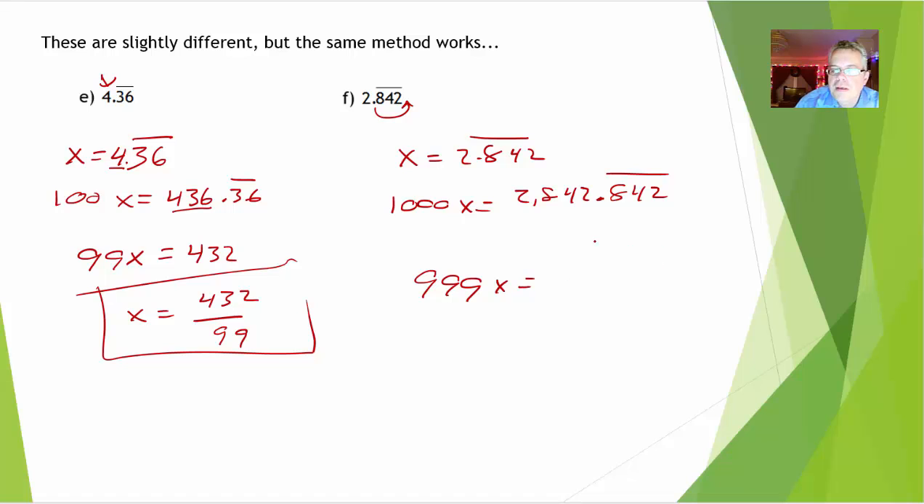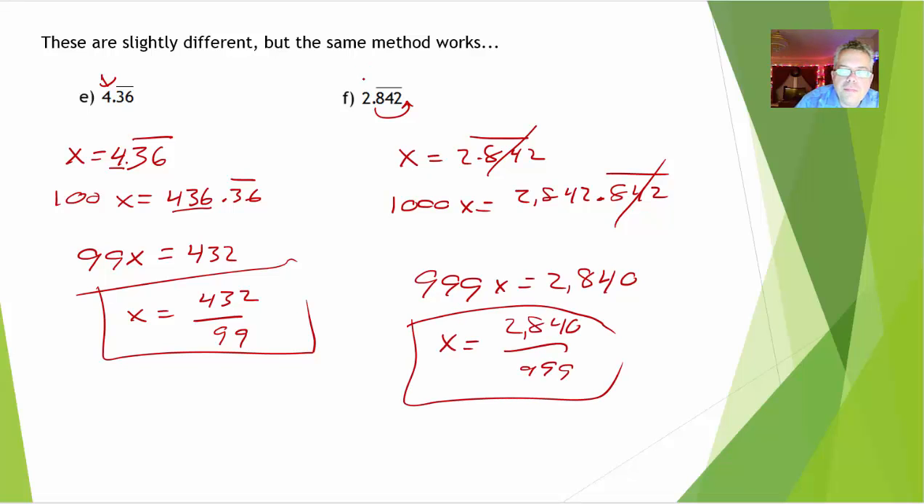999x equals. Now look, the decimal part's going to cancel. I got 2,842 minus 2, which is 2,840. Okay, so when I divide, I got 2,840 divided by 999. Okay, so when there's a non-zero part in front, it doesn't really change things a lot. You've got to pay attention a little bit when you're subtracting these two numbers.